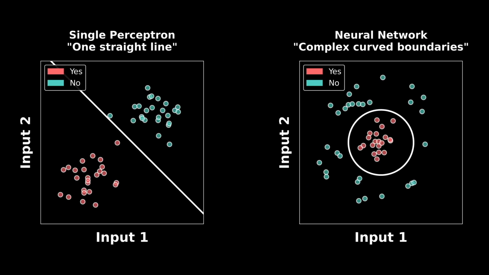Here's an example of why combining the perceptrons is useful. On the left side, you can see the 2 simple groups of points. A single perceptron can separate them with a straight line, right? But not every problem is like that. Look at the example on the right. Here, the yes group of points is in the middle, surrounded by the no group of points. No straight line can separate them. So on the right, by stacking multiple layers of perceptrons, the neural network can curve around the boundary to form more complex shapes.